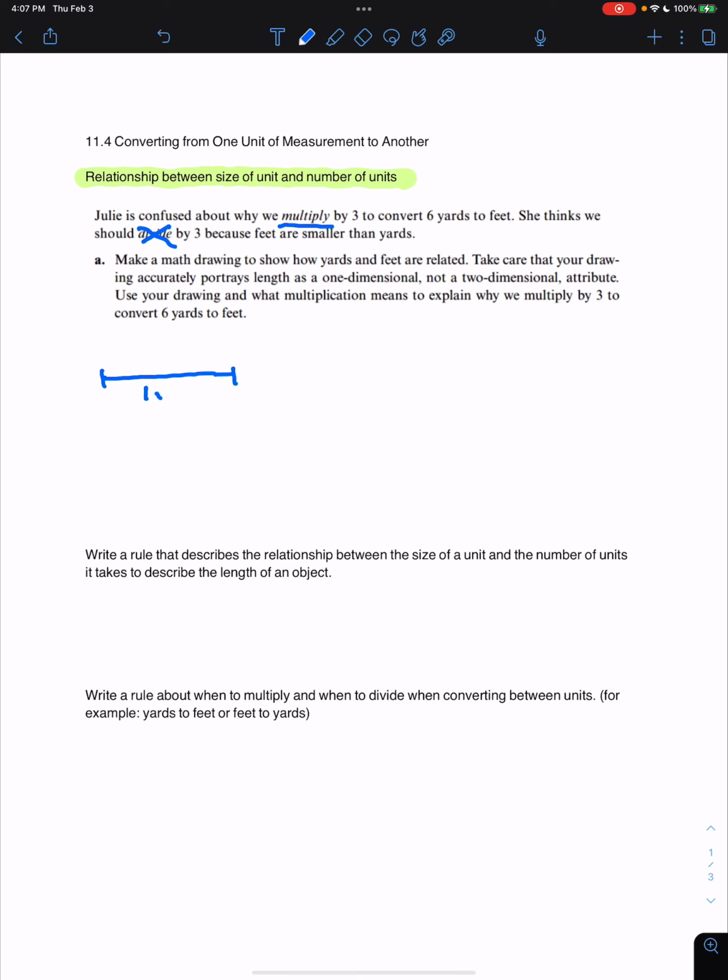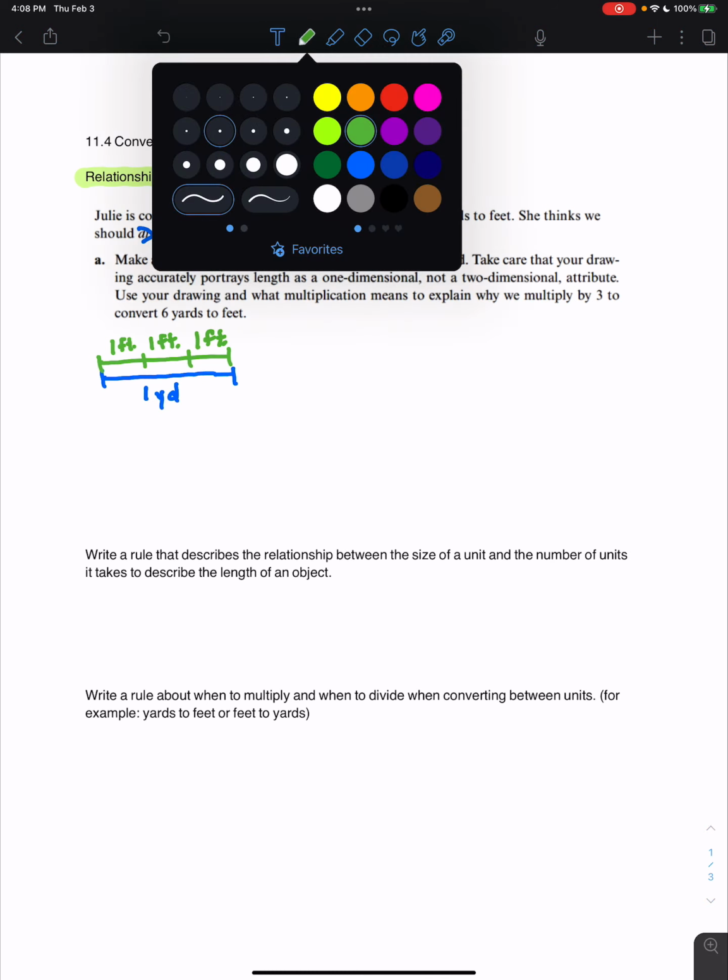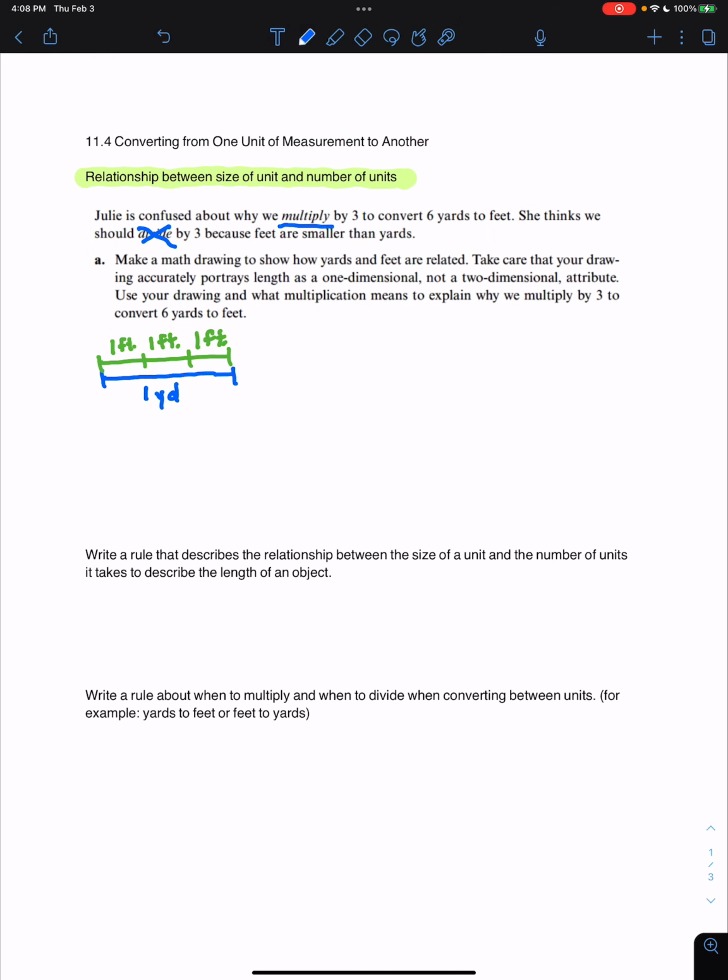All right, so I'm just going to make a little drawing here, and this length is going to represent 1 yard. And then, because we know that 1 yard is the same as 3 feet, I'm going to make another little drawing up here, and hopefully that looks like they are the same length. So that's 1 foot, another foot, and another foot in length. So 1 yard is the same as 3 feet.